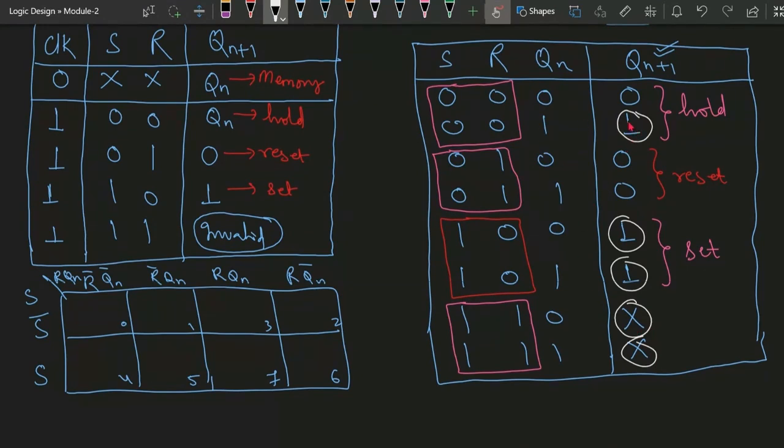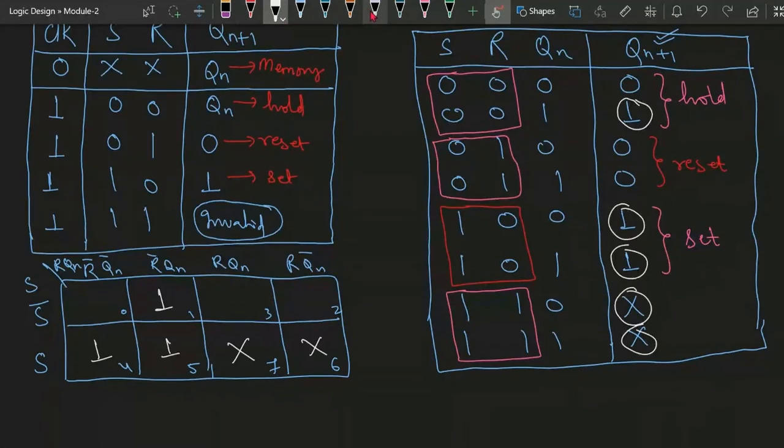Whenever there is a 1, it is 0, 0, 1, so it is min term 1. This is 1, so this is 1, 0, 0, which is min term 4. This is 1, so it is 1, 0, 1, that is min term 5. And these two cases are don't care conditions, so it is 6 and 7. For 6 and 7, it will have the don't care.